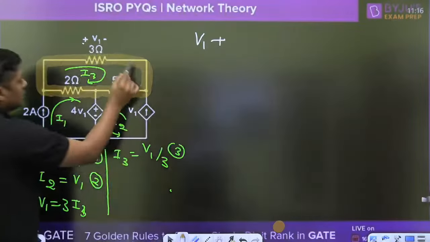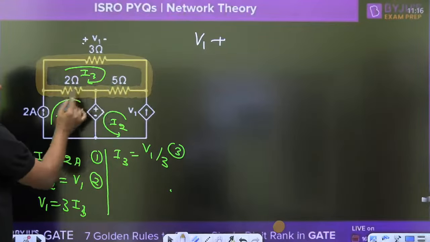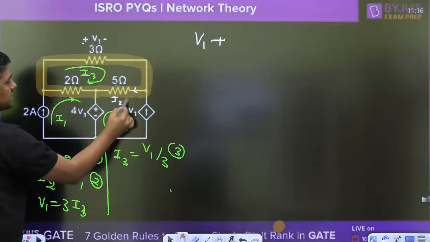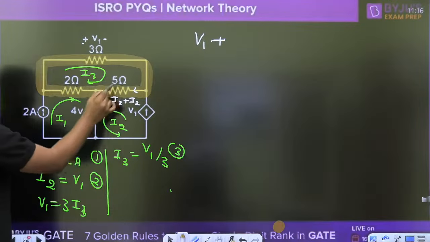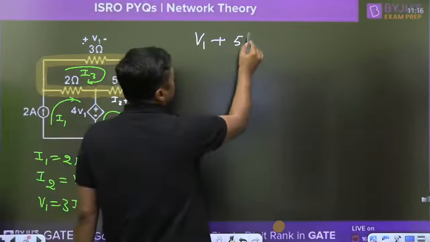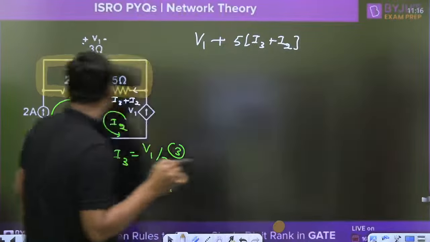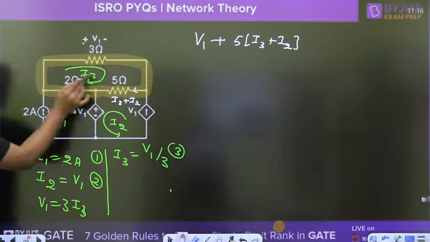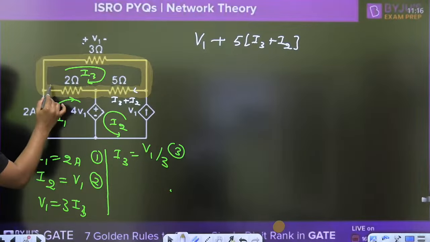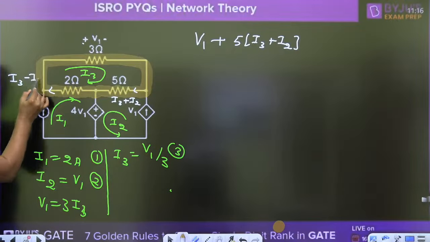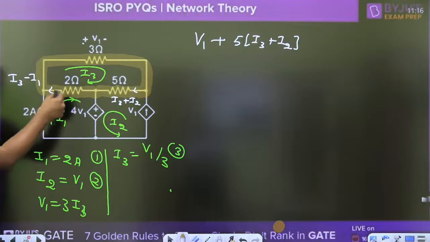plus. Now, what is the current in this direction? I3. What is the current in the same direction? So, what is the current in this branch? I3 plus I2. So, you can write 5 times of I3 plus I2. Now, watch this current. This I3 in this direction, I1 in opposite direction. So, what is the current in this direction? I3 minus I1, in this branch.